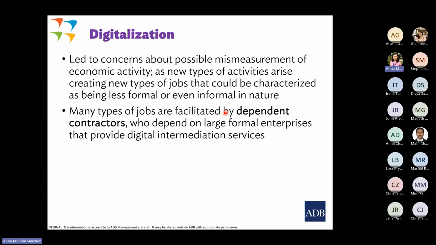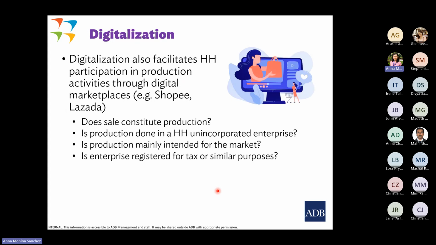Third issue would be digitalization. So digitalization, as we know, has penetrated many aspects of economic activity, and the rapid pace of digitalization has led to concerns about any possible mismeasurement of economic activity. So there are new types of activities that are arising, creating also new types of jobs that could be characterized as being less formal or even informal in nature. So most new forms of dependent contractors facilitated by digitalization are dependent on large formal enterprises that provide a digital intermediation service. So this ties to the formal economic unit that exercises control over their productive activities, but they facilitate some formality for the dependent contractor. So digitalization would also facilitate some household participation in production activities through digital marketplaces.